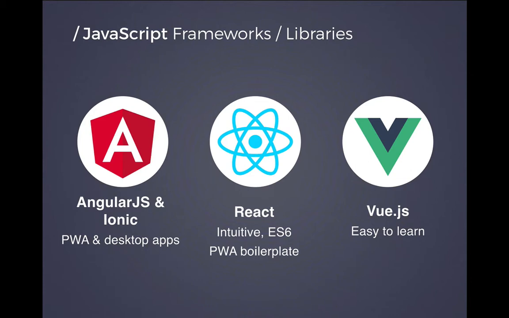Ionic is a great framework that was originally built for mobile apps but has expanded to progressive web apps and even desktop applications. React is really intuitive and easy to understand, and benefits from a great boilerplate called Create React App, which comes with progressive web app support by default. Besides these two, Vue.js is also gaining in popularity. The examples I'm going to give in the next part of the presentation are based on React.